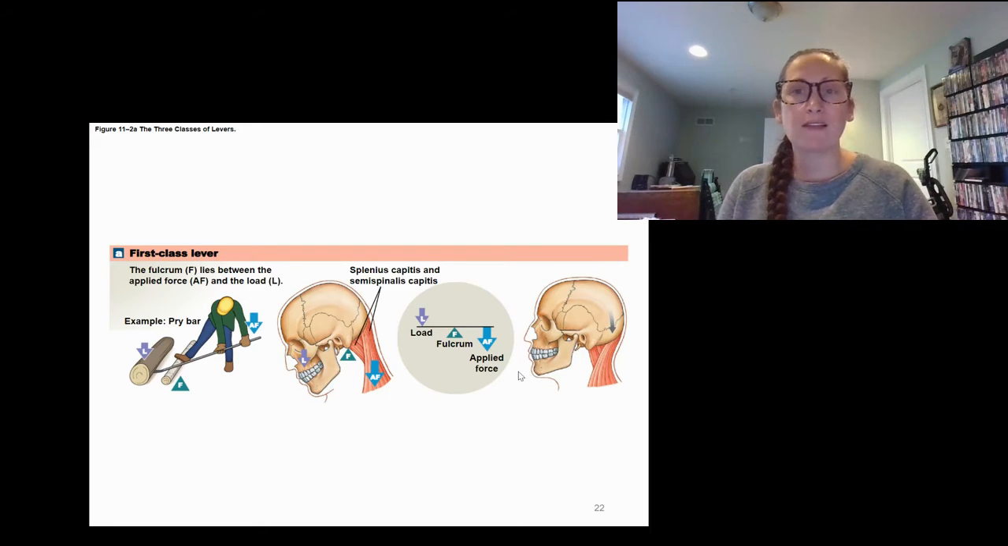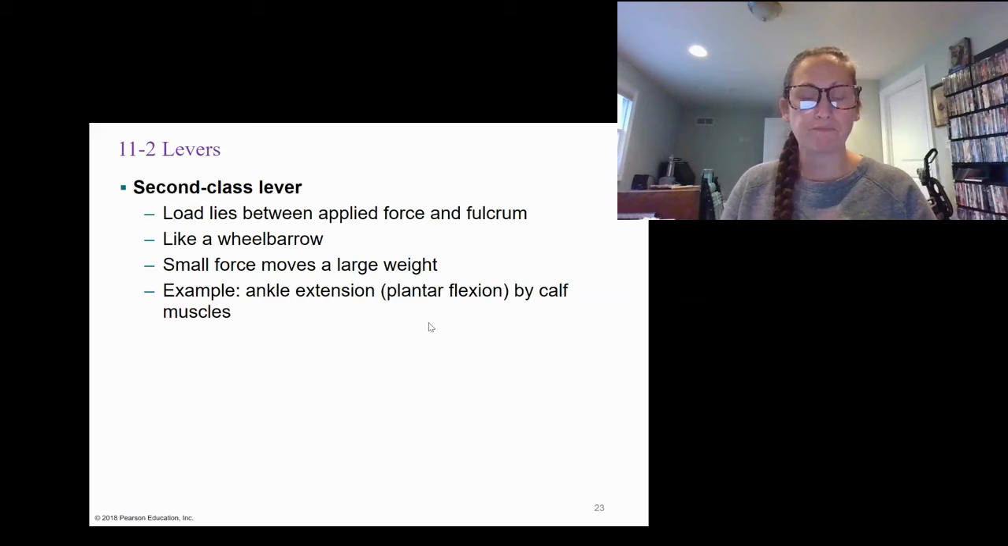In our body, we see an example of this with some of our splenius muscles in our neck, allowing our neck to flex and to extend. And you can see, again, pictured here where all three of those factors would be. So you'll see some first-class levers in the body, few and far between.